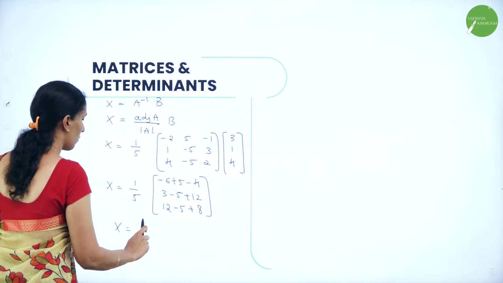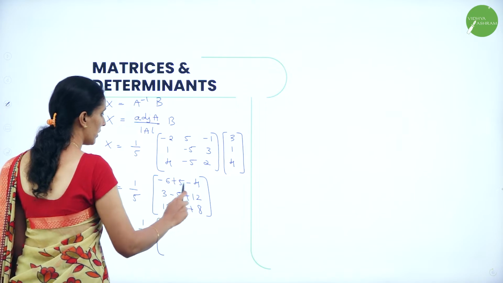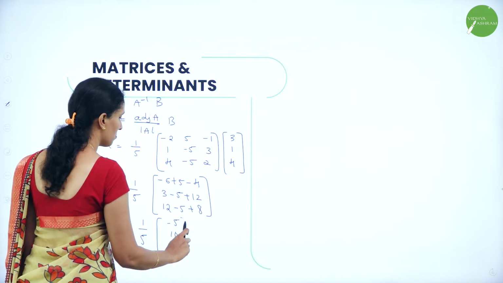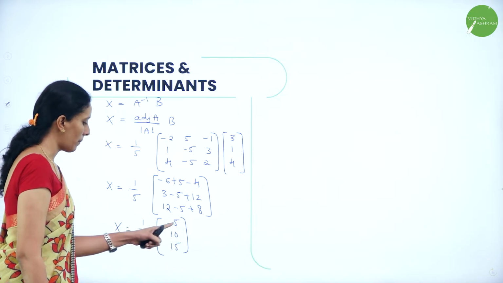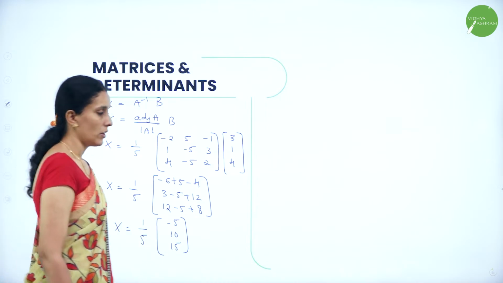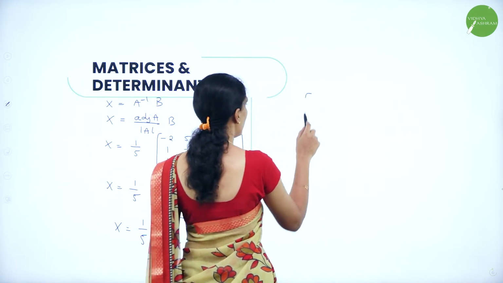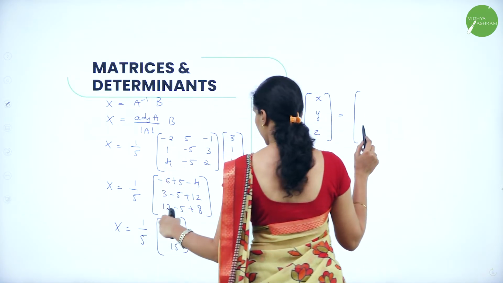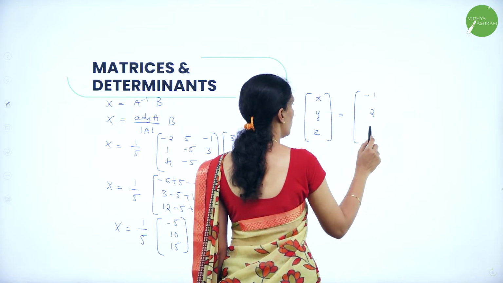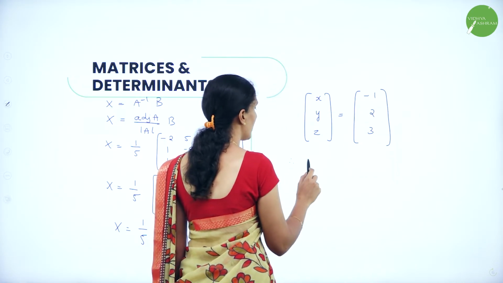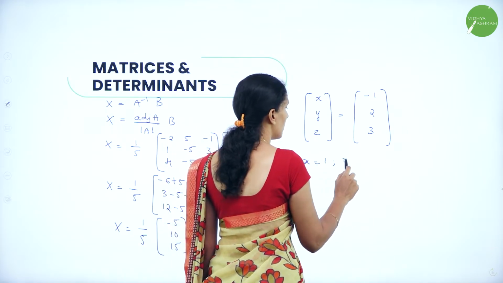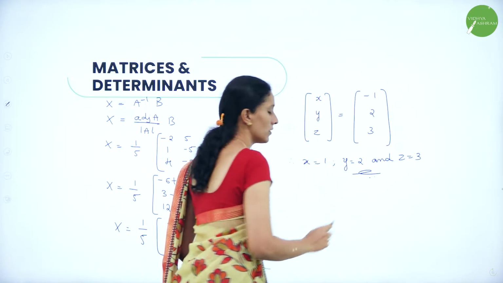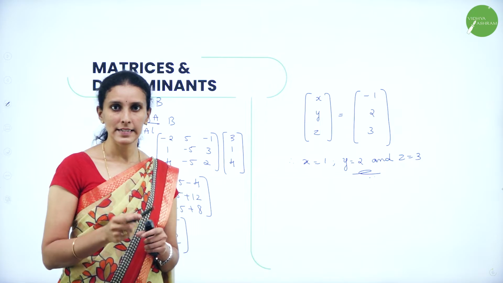So we get x is equal to 1 by 5 into, here we get minus 5, 10 and 15. Now since we have 1 by 5 for the matrix, we can divide each value by 5. So on dividing, x is nothing but x, y, z. And on the right hand side, divide each, here you will get minus 1, 2, 3. So comparing this, we can write x is equal to 1, y is equal to 2 and z is equal to 3. So this is the value of x, y and z.